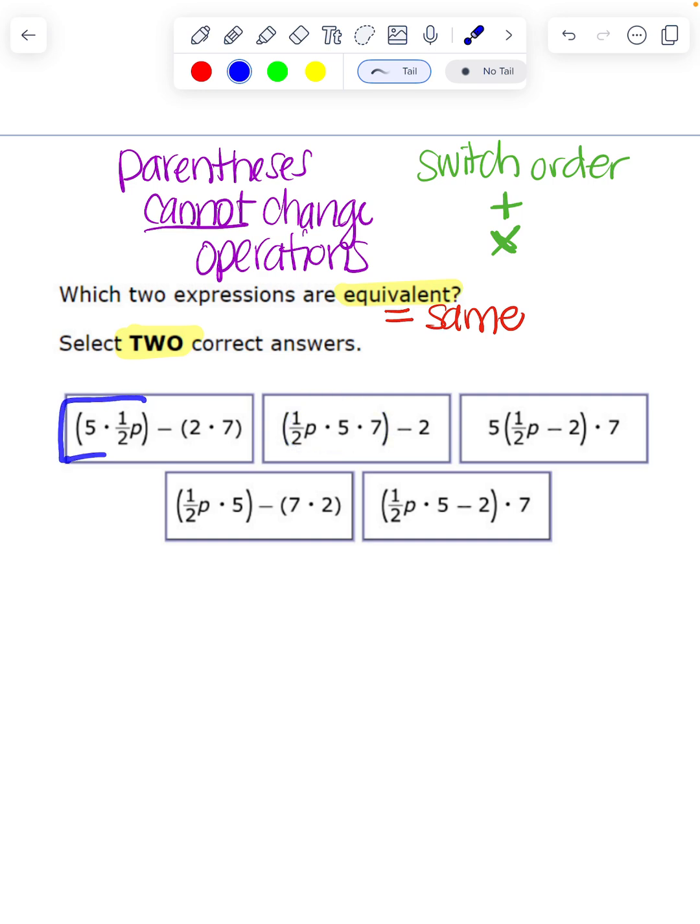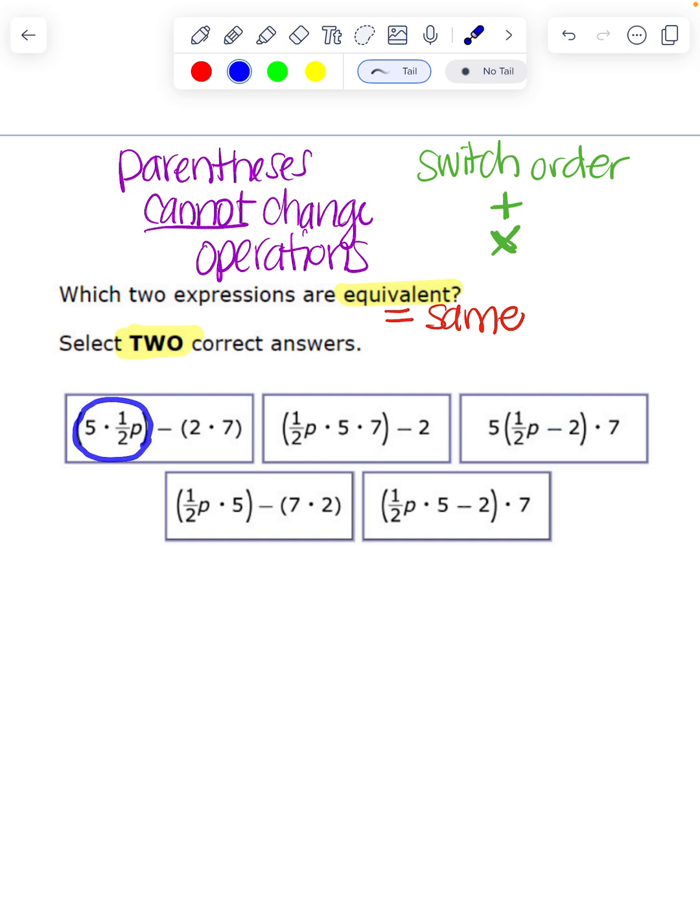So I'm still trying to match this first one, okay? So this one, the parentheses has 1/2 p and then a minus. And we know parentheses cannot change operations. So if this parentheses is multiplication, then this parentheses is subtraction. These do not match. All right, I'm gonna keep looking.